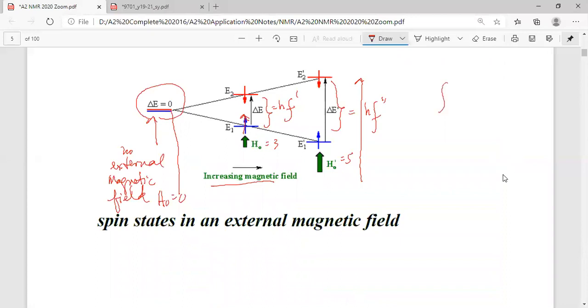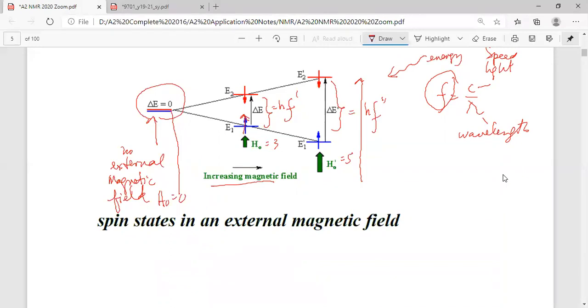Of course, f is equal to c over lambda. Lambda is the wavelength, and c is the speed of light, the speed of light in a vacuum. Now this is the frequency. So the frequency can be controlled by shining an energy source, which can be light, whatever.